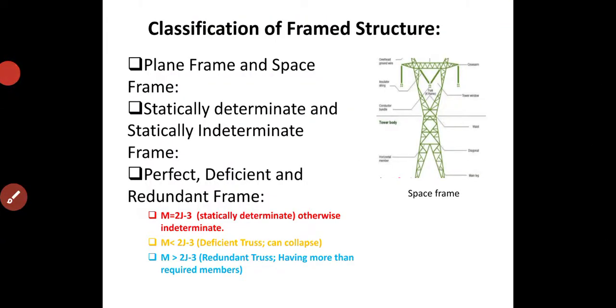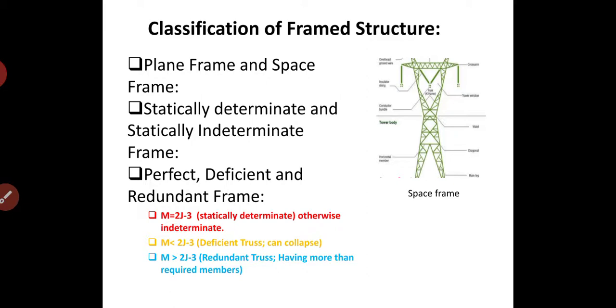Again, the classification of frame structure: plane frame and space frame. A frame structure which lies in a single plane, we will call a plane frame. And if it is occupying three dimensional space, then we call it a space frame. Here in the figure, we are seeing an electric pole which is a space frame.